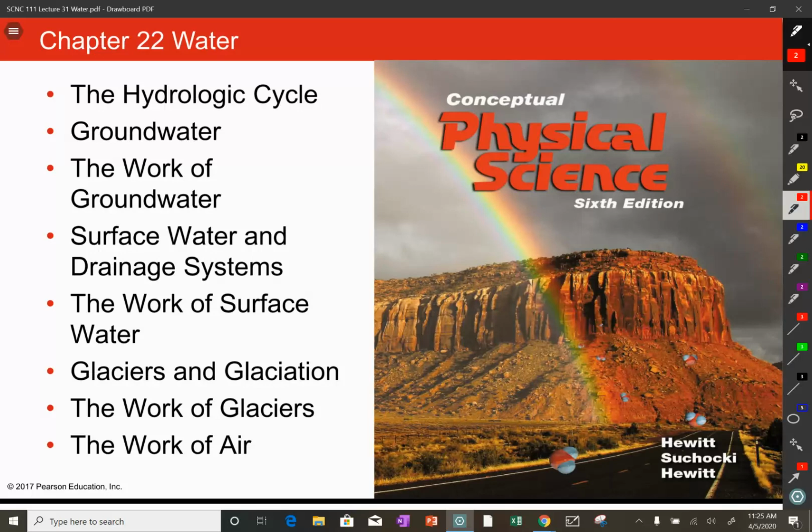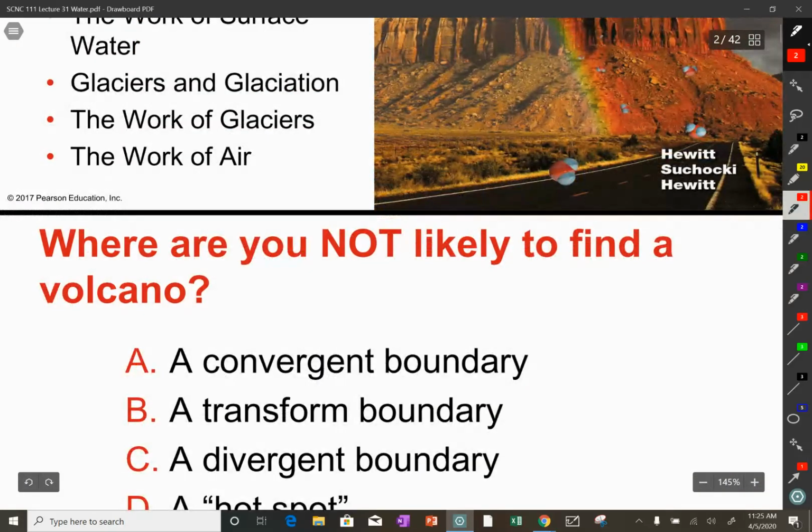Now we're going to talk about water. Water is extremely important for our earth. Obviously, water is important for life as we understand it. It's necessary for life. We can't have life as we know it without water. But it also forms the earth we live on. And so we're going to look today at how that water forms the earth we live on.